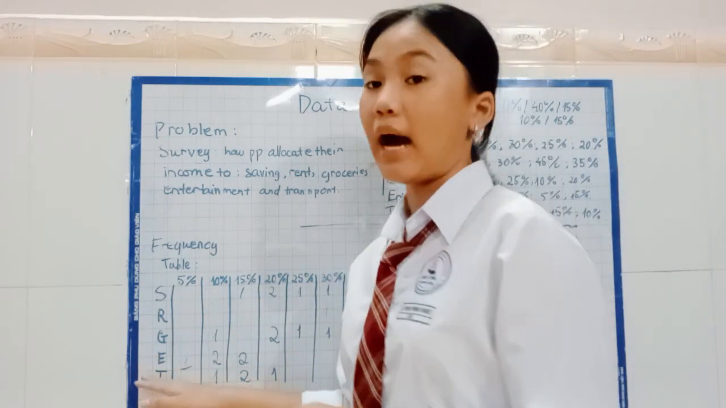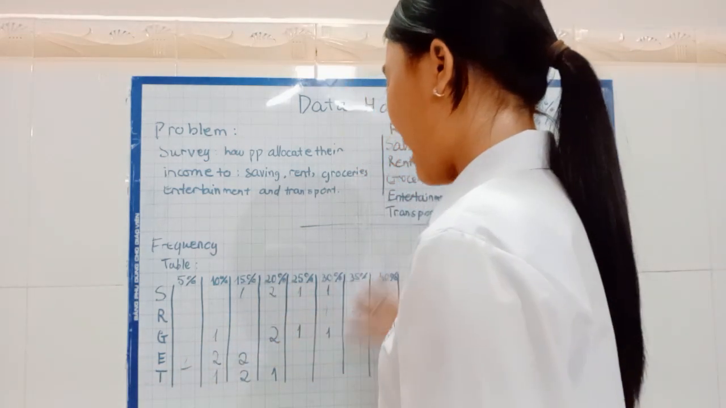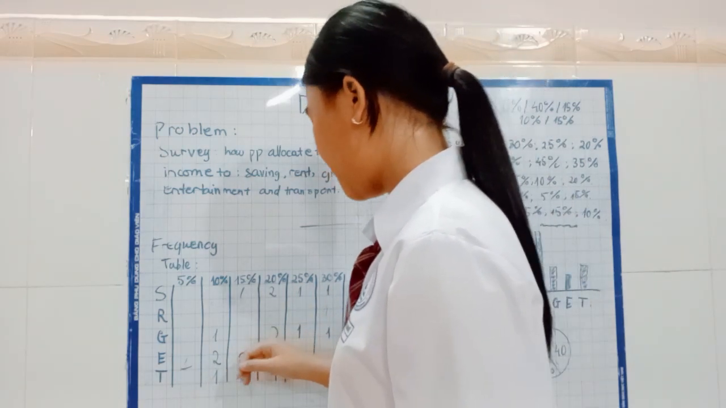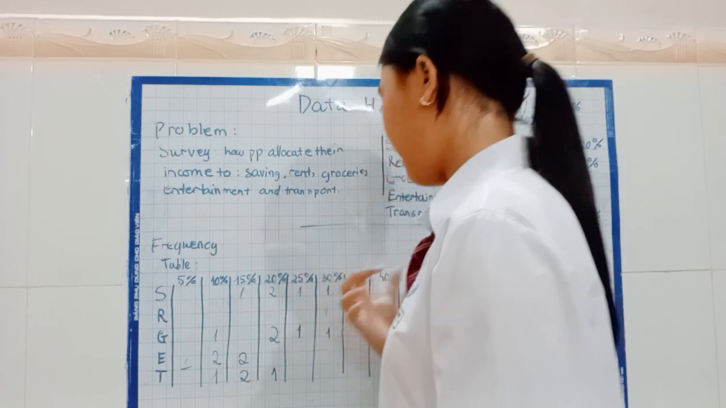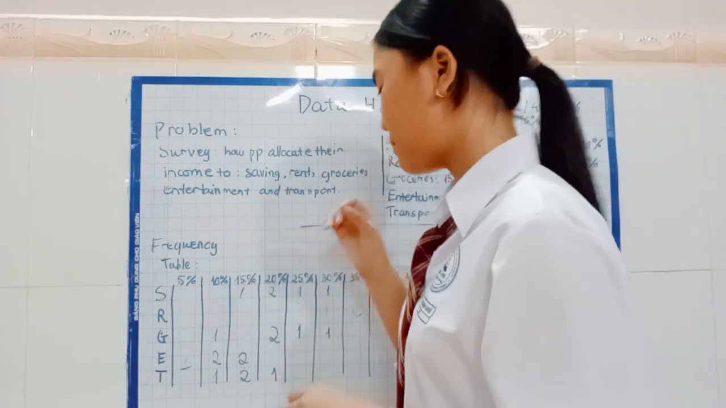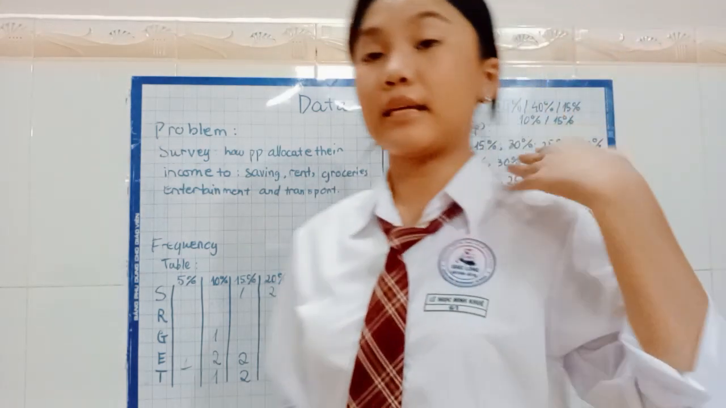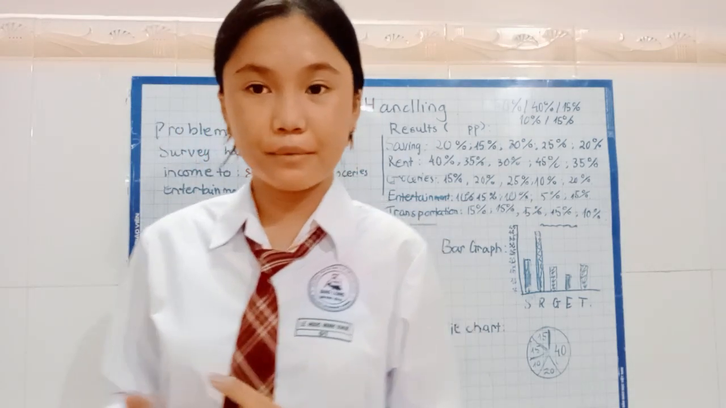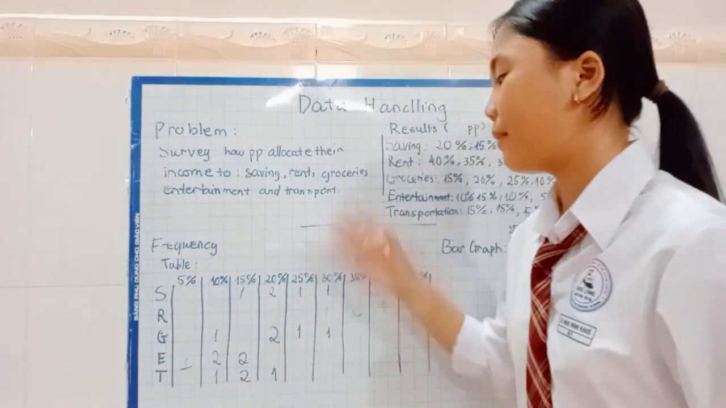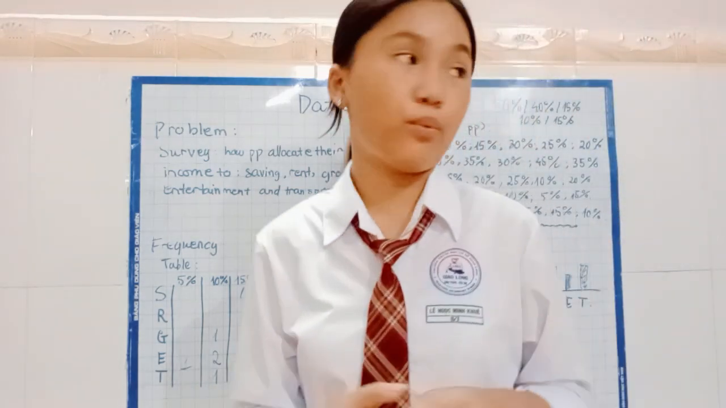Just like here we have entertainment. It shows that 2 people spend 10% on their entertainment, and 2 people spend 50% of their income on entertainment. So that's basically how we use frequency tables. It is a pretty nice and comfortable way to understand the data in an organized way.